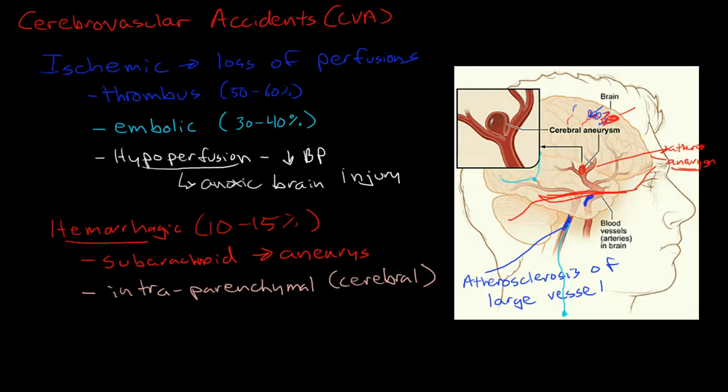Okay, now it's interesting. All of the types of stroke involve something to do with the vasculature, right? So I'm going to talk about vascular disease. So diseases of the arteries can cause thrombi, they can cause emboli, and they can cause aneurysms.